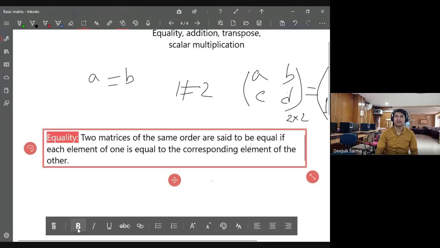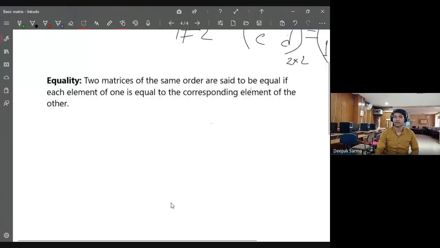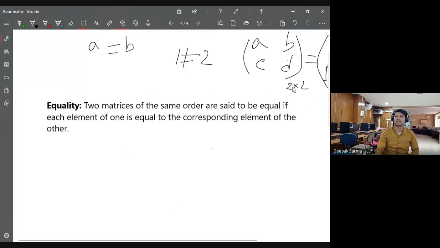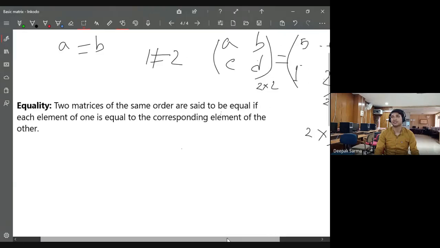Only if they are of the same order will we check whether the corresponding elements are equal or not. So here we have two matrices, A, B, C, D and the other one. First we will check whether they are of the same order or not. If they are not, there is no question of equality. This is important: the matrices must be of the same order, whatever it is, n by n, 2 by 3.